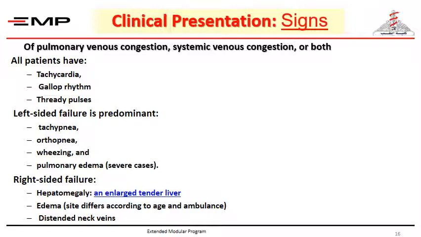If it is right-sided heart failure predominance, there is hepatomegaly, edema, with the site differing according to age and ambulation, and distended neck veins. But what is important to know is that in infants and young children, heart failure is usually biventricular. It's usually all of these signs present together. You cannot say one sign is present and the other is not. The patient is having all of them. It is not like in adults, when you have pure right-sided heart failure symptoms or pure left-sided heart failure symptoms.